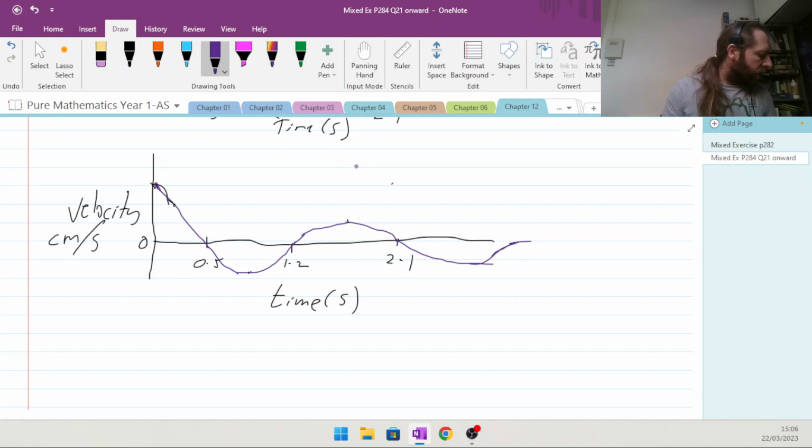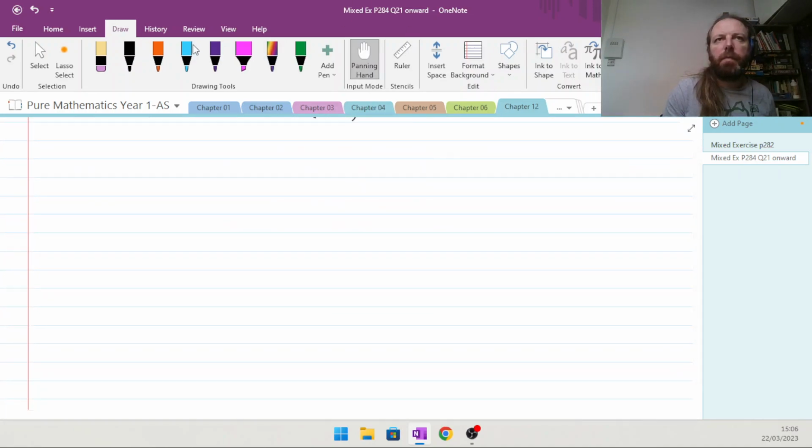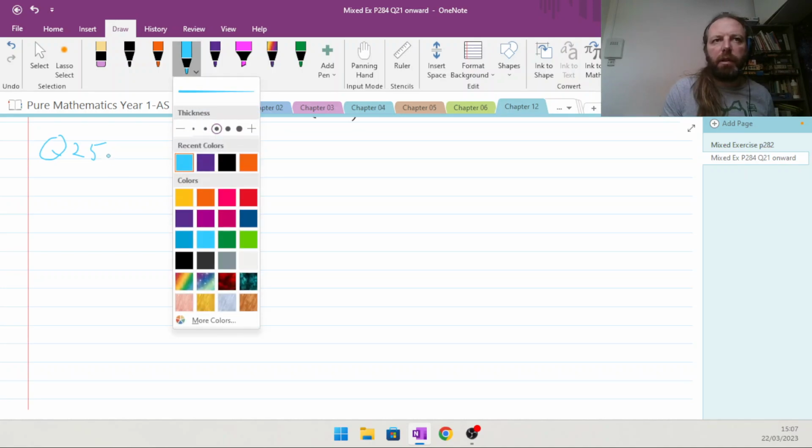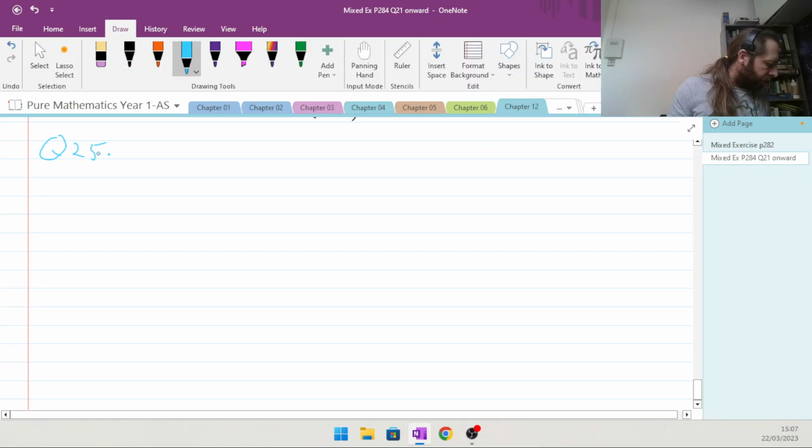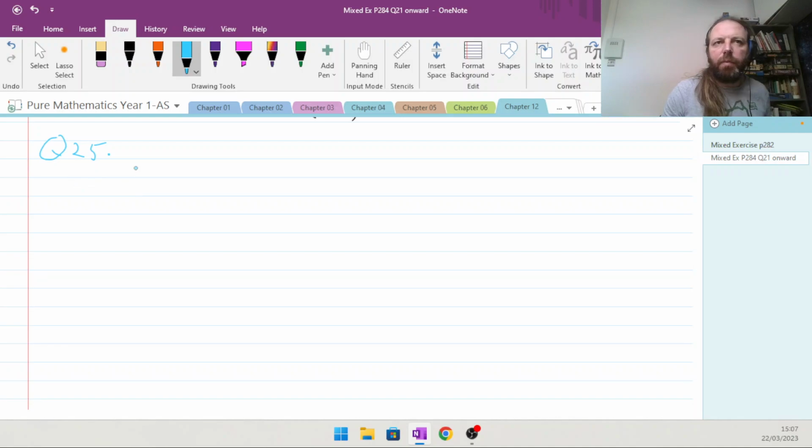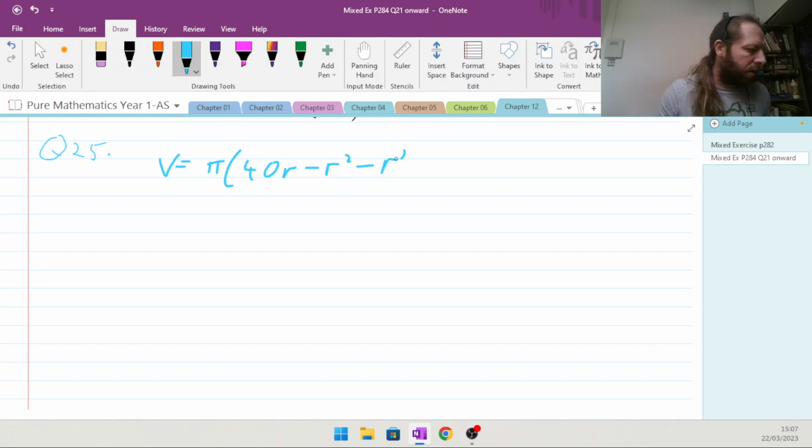All right, so question 25 then. Question 25, let's have a look. Okay, so the volume V centimeters of a tin of radius r is given by the formula. So volume is equal to pi times 40r minus r squared minus r cubed. Okay.